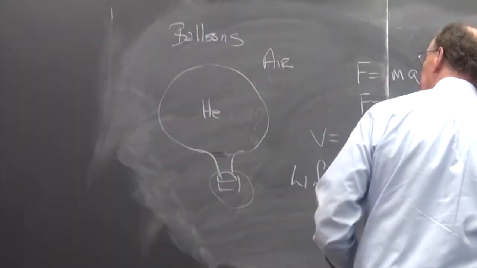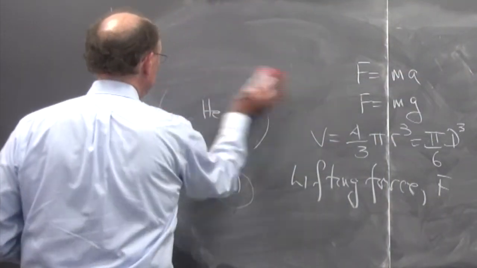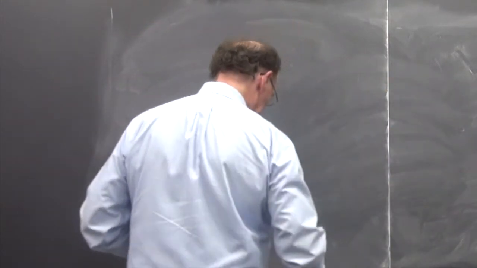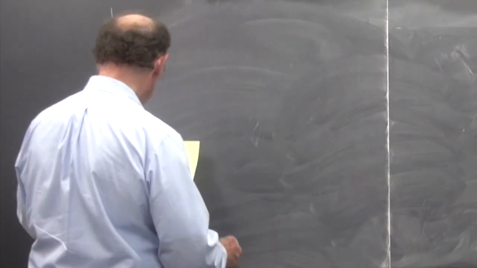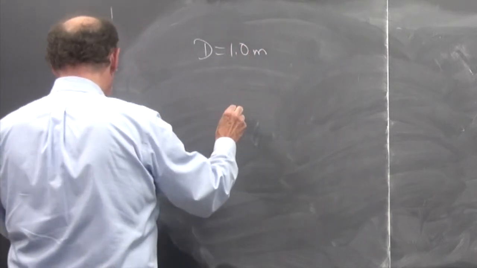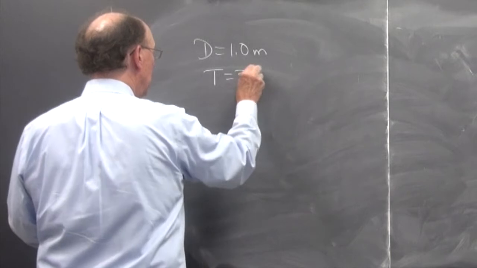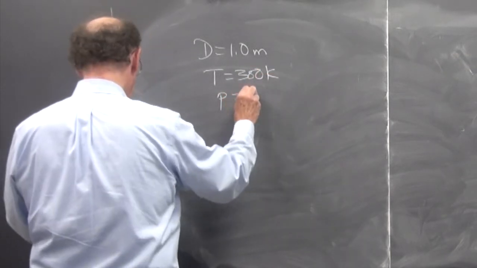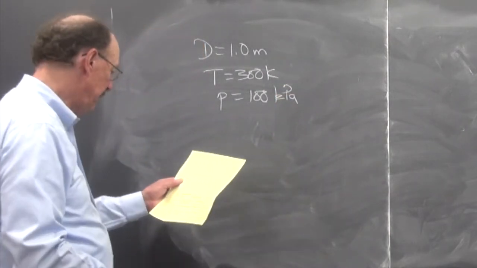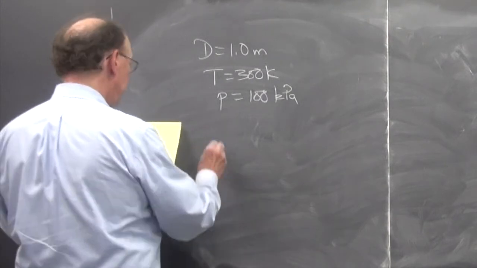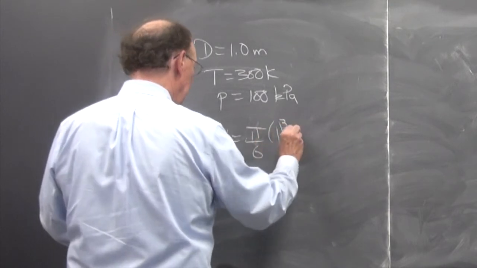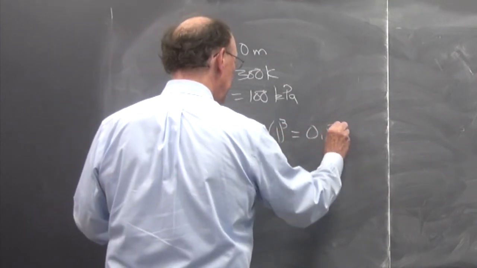So now, let's be given this information about the size of the balloon, the temperature, the pressure, and we'll look at what the lifting force is. So for D equals 1.0 meters, T is equal to 300 K, P is equal to 100 kPa. So it's basically standard pressure and temperature, and the volume is pi over 6 times 1 cubed, and so that's equal to 0.523 cubic meters.